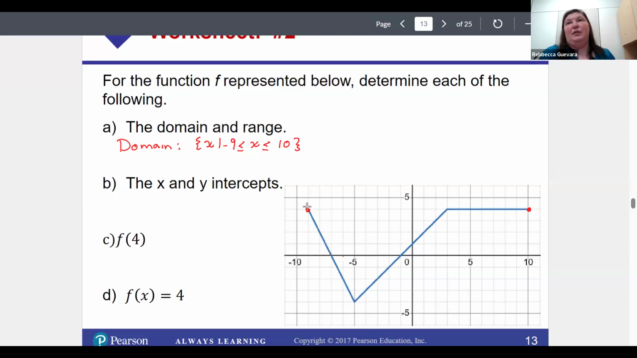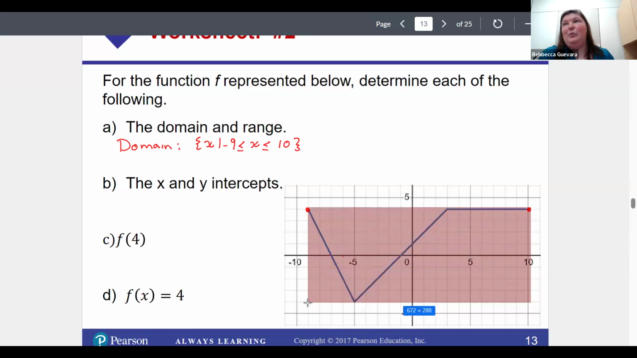Okay, so if we do the range instead, the range is my y values. My smallest y value is starting here, and I'm moving up. Go out a little bit more here. So I'm moving up, and at this point, I no longer have y values. This is kind of like where my graph stops.